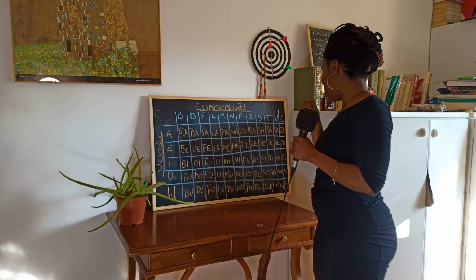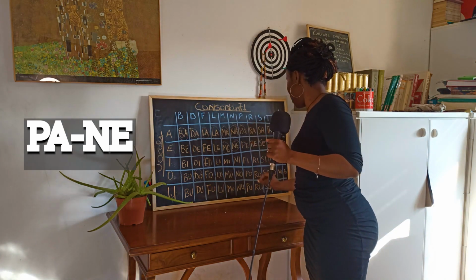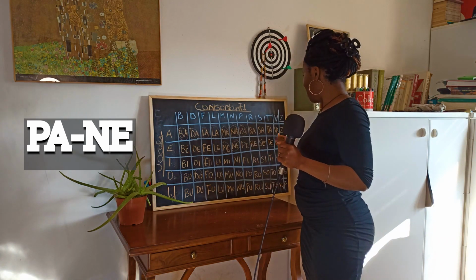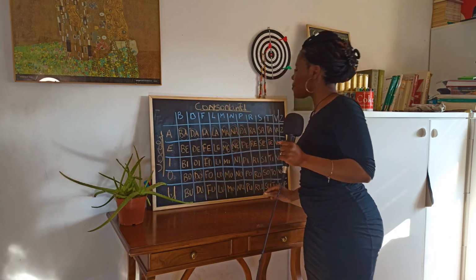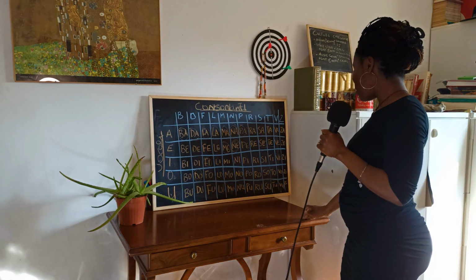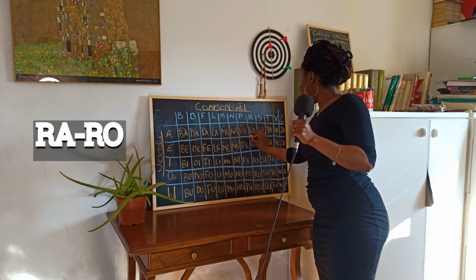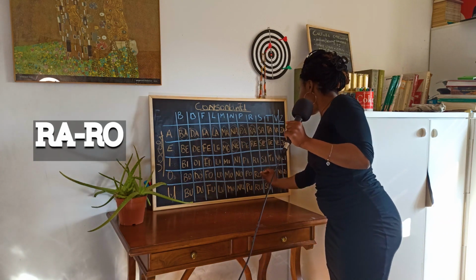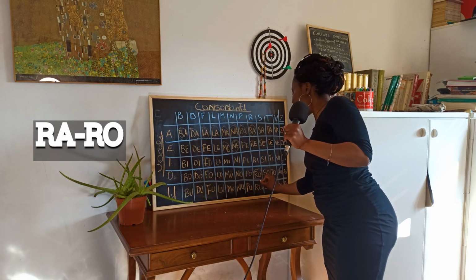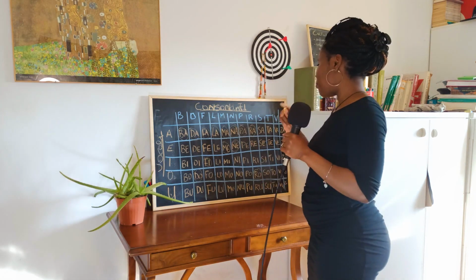So what else can we circle now? Let me circle pa, ne. What is pane in the Italian language? Bread. Okay. We will circle ra, ro. What is raro? Something that is rare, something that is uncommon. Okay.